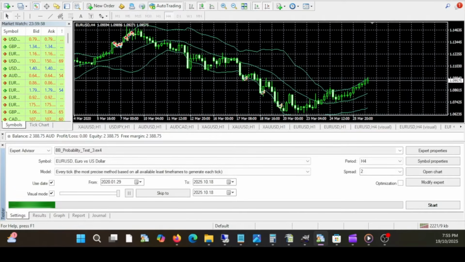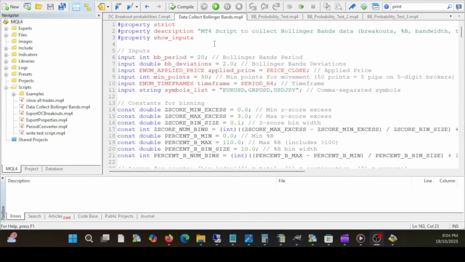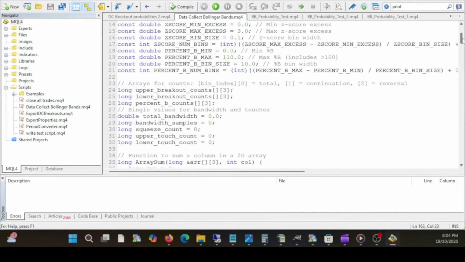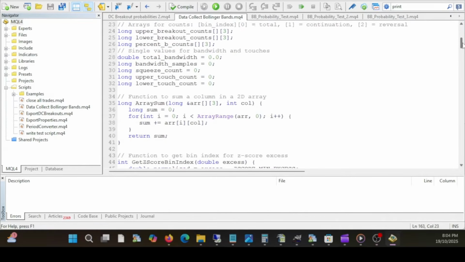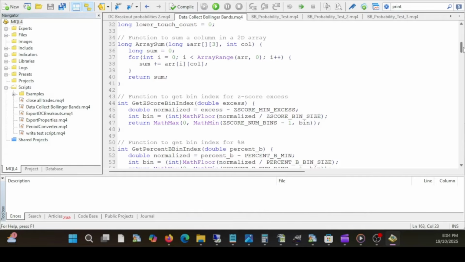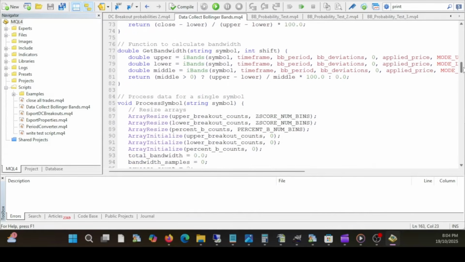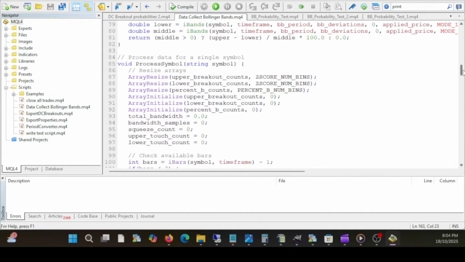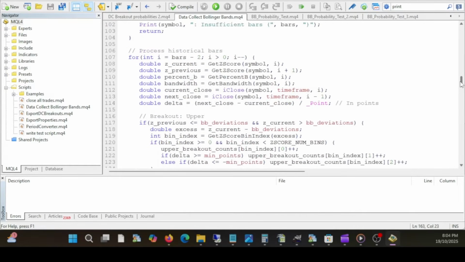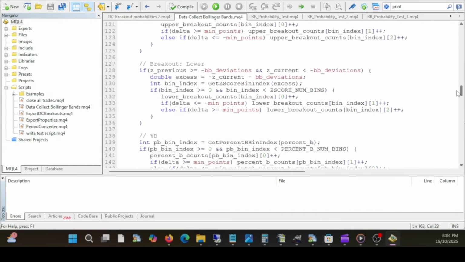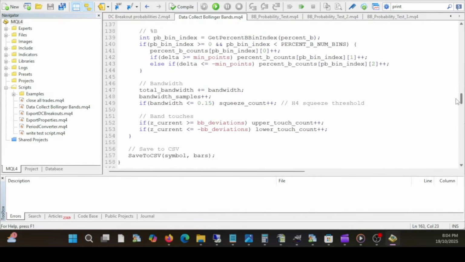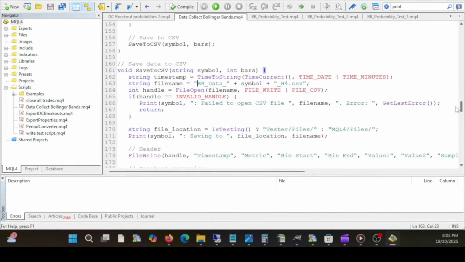We built an MT4 script called Bollinger Bands data collector to analyze historical H4 bars on Euro US dollar and other pairs like Pound US dollar and New Zealand US dollar. The script loops through thousands of bars. For example, 49,700 for Euro US dollar. The data it collects shows us how far price breaks beyond Bollinger Bands. It bins it from 0 to 3 in 0.1 steps and counts outcomes.